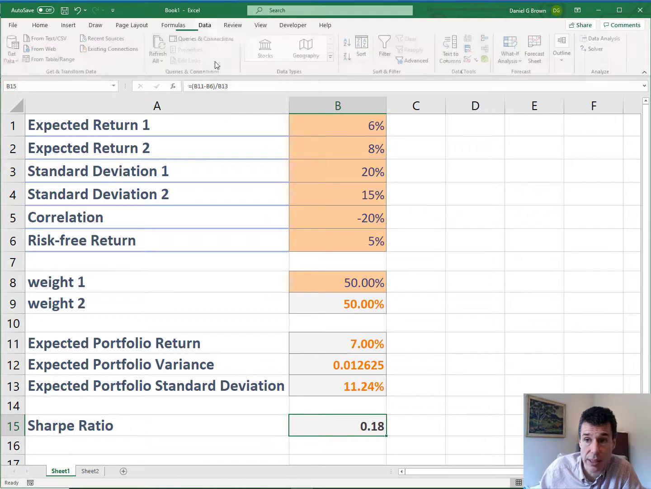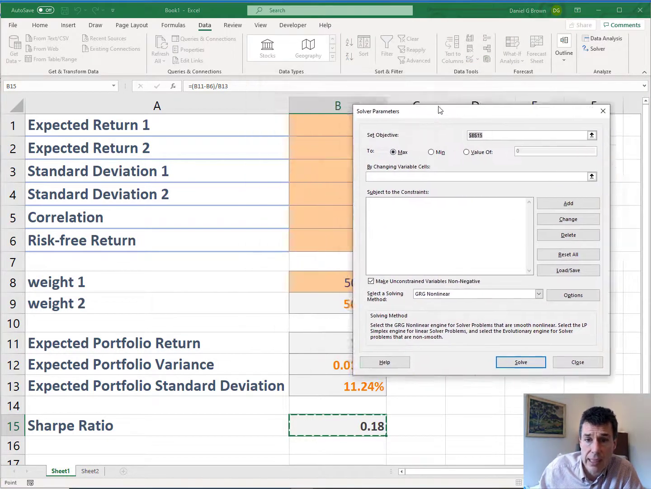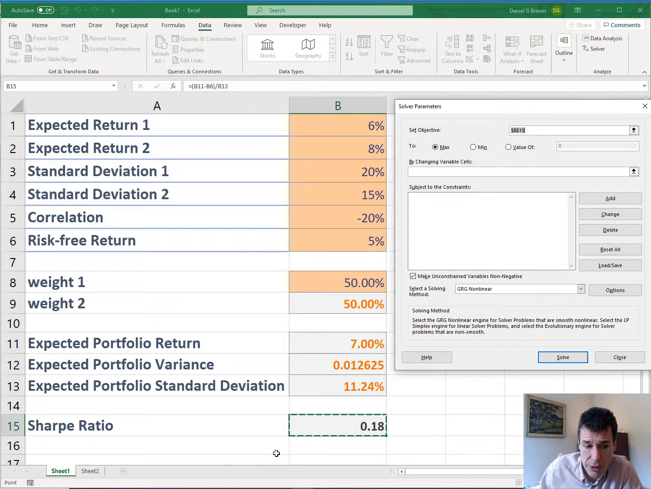So we're going to go Data and click on Solver. Now this should be installed. If you haven't installed it, you need to follow the instructions on the Canvas page to install it. So we're going to go to Solver. And we're going to set the objective. And our objective is to take this, which is our Sharpe ratio, cell B15, and we want to make it as big as possible by changing the weights. So we're going to try to find the weights such that the Sharpe ratio is as big as possible.